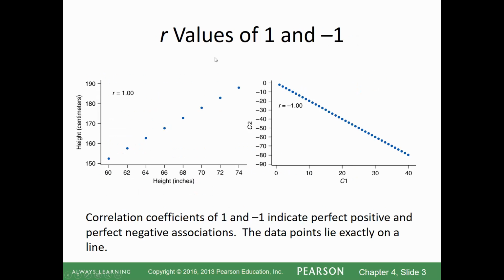So here are R values of 1 and -1. Here we're showing the scatter plot on the left, which has an R value of 1, and the one on the right has an R value of -1. A correlation coefficient of 1 and -1 indicates a perfect positive and perfect negative association. So the +1 means a perfect positive, and the -1 means a perfect negative correlation. That means the points lie exactly on a line. Every single point will be on the line.